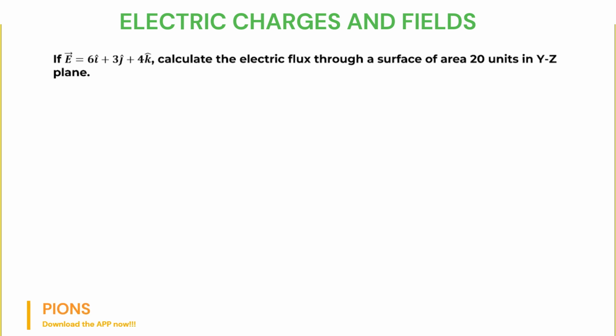So the question over here says, if E equal to 6I plus 3J plus 4K, that's our electric field vector. Calculate the electric flux through a surface area of 20 units in YZ plane. If there is a plane which is YZ, let's suppose this is our YZ plane, Y axis and Z axis, then the normal to this plane is the X axis, right? So we will say that the area vector, the normal to the area, will be 20 I cap, right?